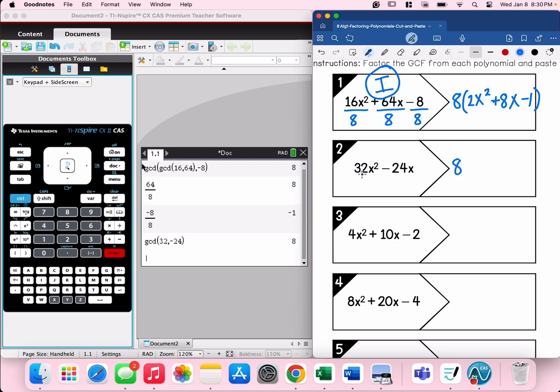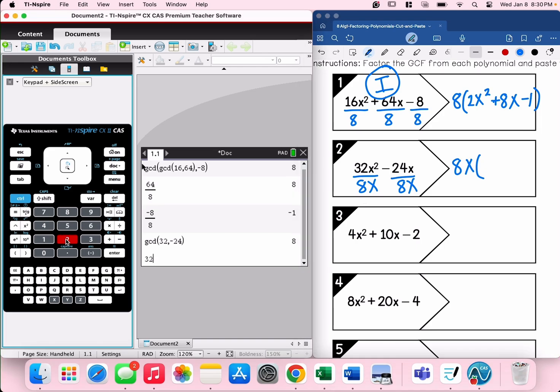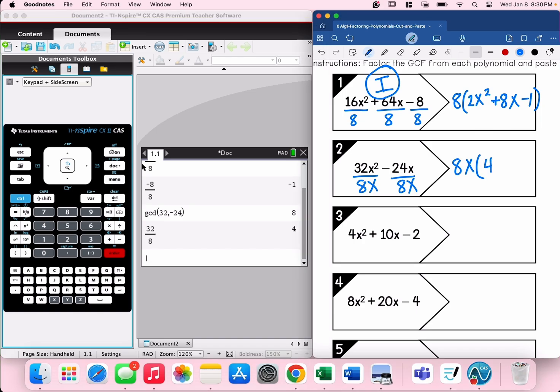Now, the second question to ask yourself is, is there a common variable? When I look at both of my terms, I notice that they both contain the letter x. So here, this is going to be 8x. Now, I'm going to divide both terms by 8x. So I have 32x squared divided by 8x. Remember, we are applying the quotient rule of exponents, and that tells us to divide our exponents. So 32 divided by 8 would give us 4. And then x squared divided by x, remember that rule, gives us x.